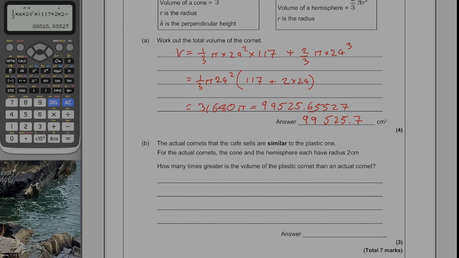Right, the actual cornets the cafe sells are similar to the plastic ones. For the actual cornets, the cone and the hemisphere each have a radius of 2 centimeters. How many times greater is the volume of the plastic cornet than the actual cornet?